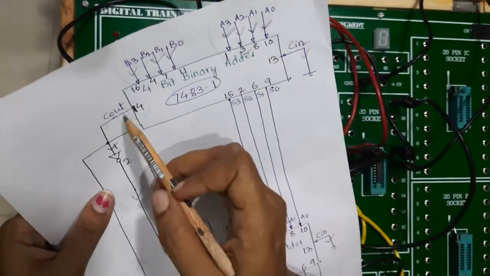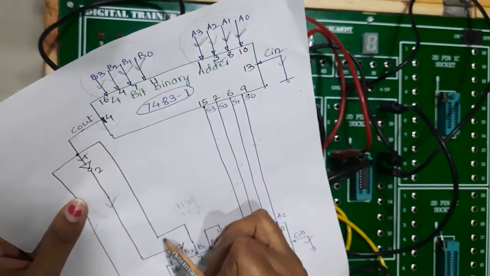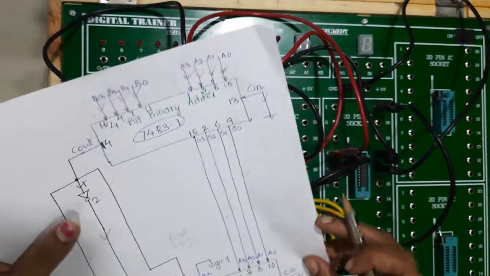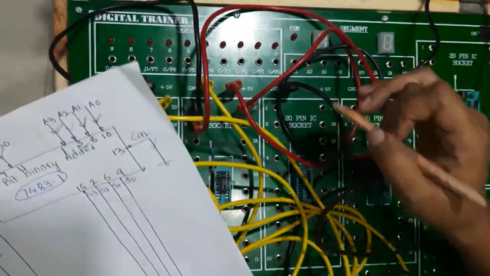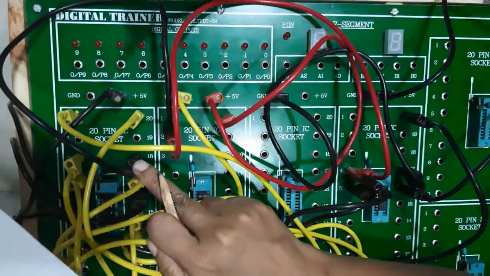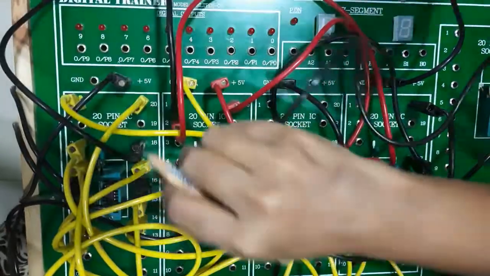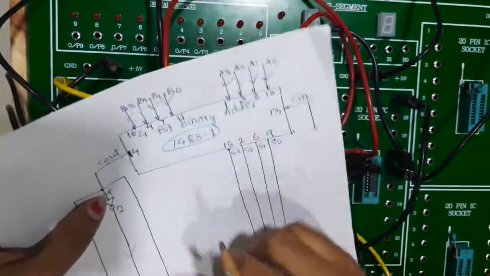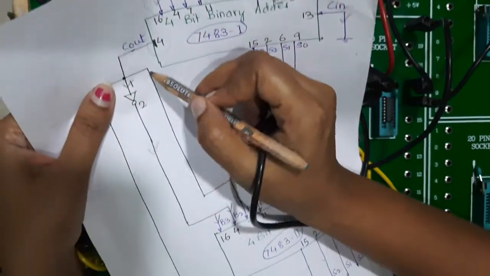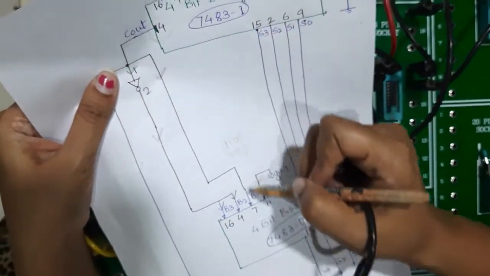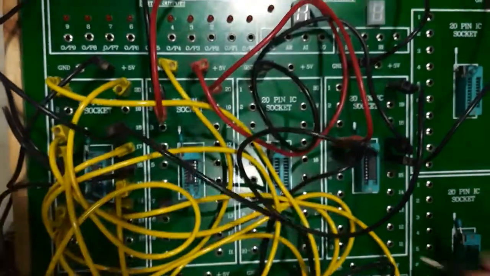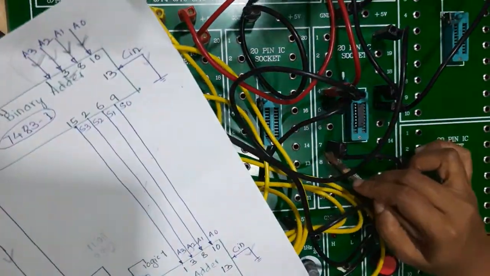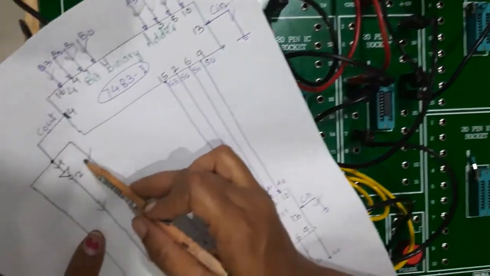What is remaining now? Whatever Cout is, I have to connect it directly to the 7th pin of the second binary adder. So where is my Cout? Here at the 14th pin of the first IC. So this is the 14th pin from which I have to connect this connection. From the 14th pin I have to connect it to the 7th pin of the second binary adder. So this is the second binary adder's 7th pin. Right? So this connection is also done.